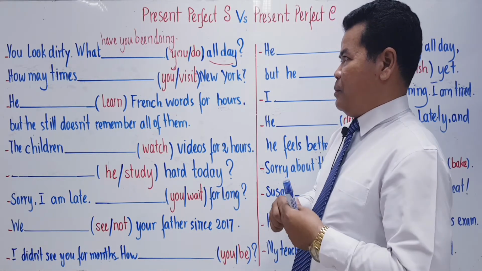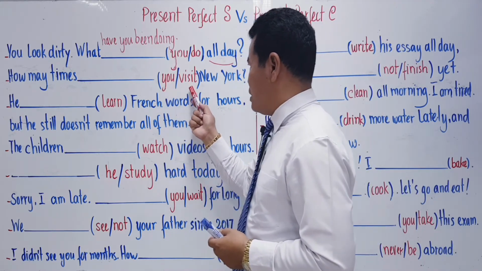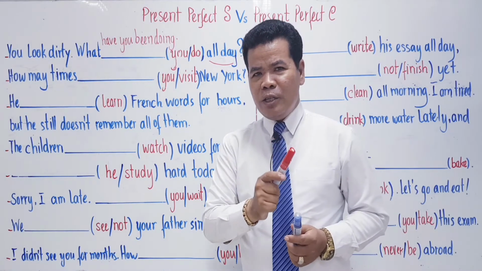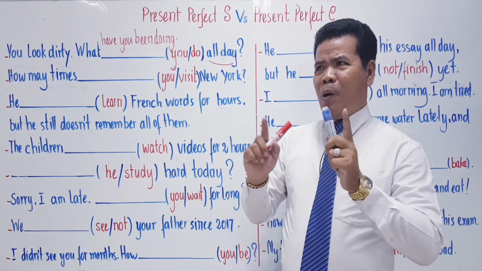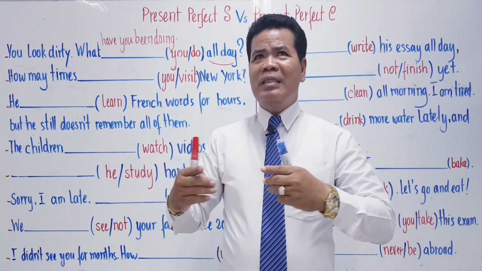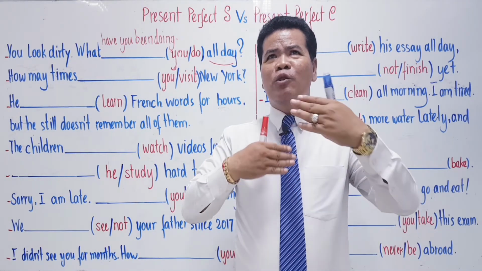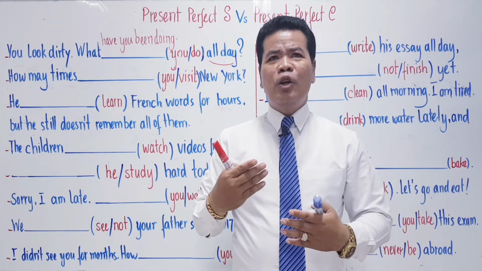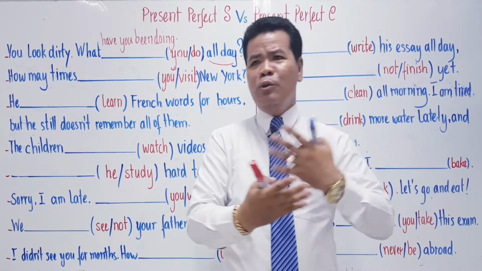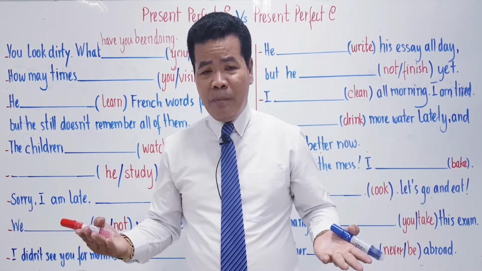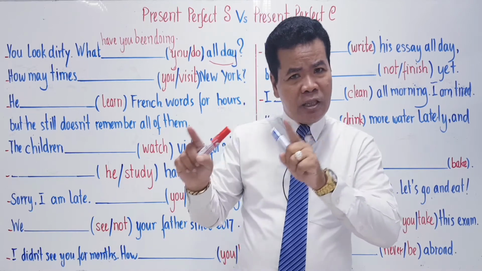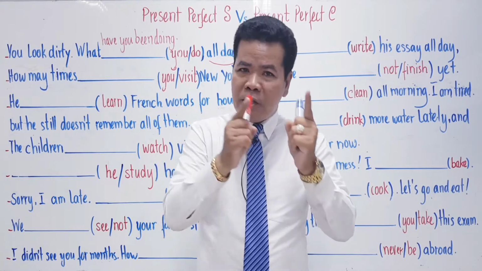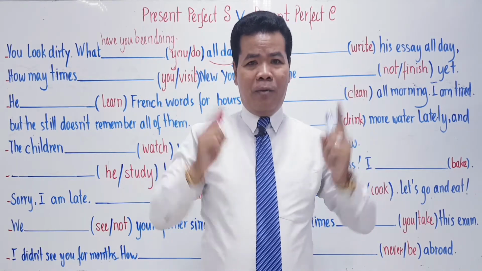Let's go to the second exercise. "How many times do you visit New York?" If you ask somebody how many times, it seems like you are asking whether they have been there or not, maybe one time, maybe two times, maybe three times. You understand what I mean? But do not focus on the present simple. Do not focus on present continuous. Just focus on present perfect and present perfect progressive right now.